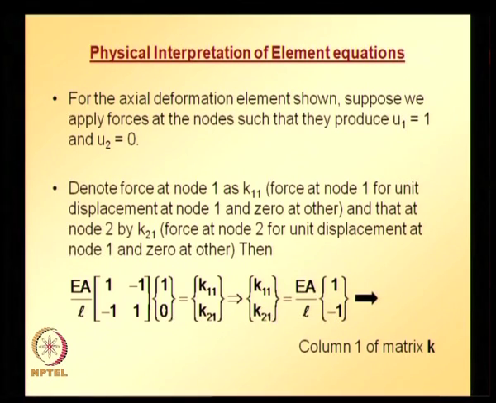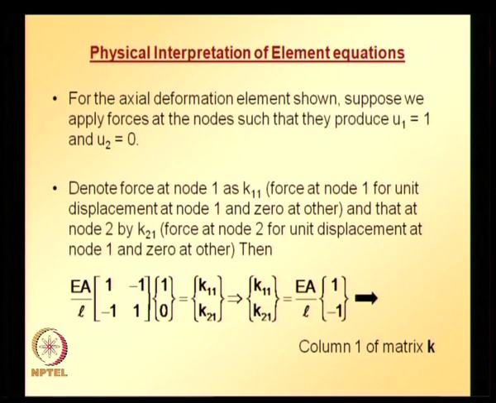If you carry out multiplication on the left hand side, that is E A over L, 1 minus 1 minus 1 1 times vector 1 0. It turns out that k 1 1 is equal to E A over L, k 2 1 is equal to minus E A over L. If you see k 1 1 value, k 2 1 value, that is nothing but first column of k matrix. Okay.